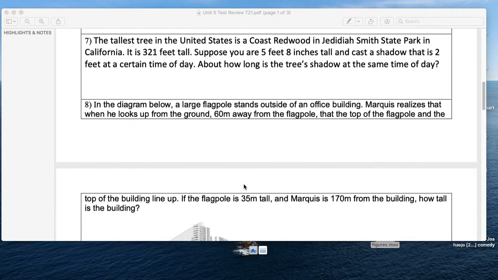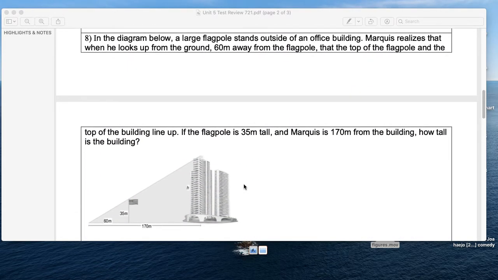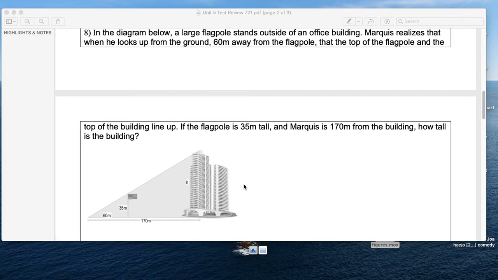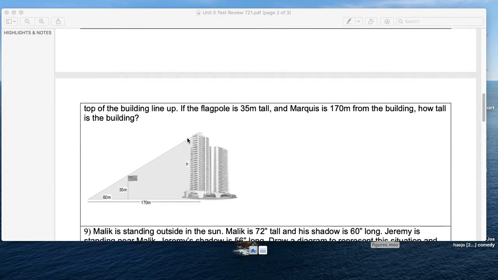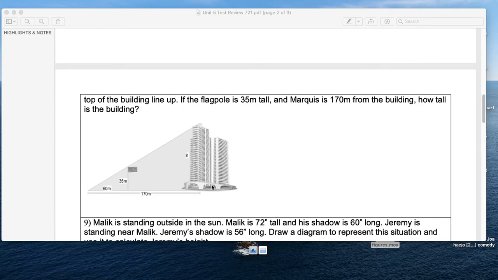Diagram below, large flagpost marked below. Flag post 5 meters tall. Marked case is 110 from the building. How tall is the building? So we want the height of the building here. Okay, not a big deal.